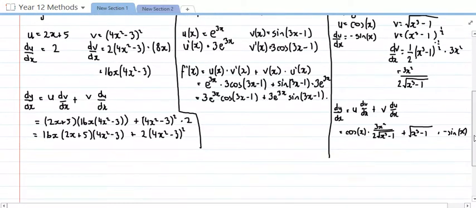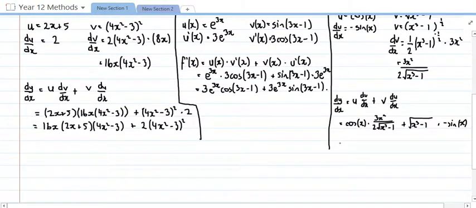And last thing is to simplify that a little bit. So that's equal to, probably not going to get much better than that, to be honest, 3x squared over 2 times the square root of x cubed minus 1, cos x, minus, because the negative will go out the front, square root of x cubed minus 1 sine x. And that's it.